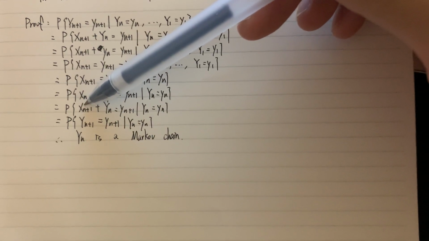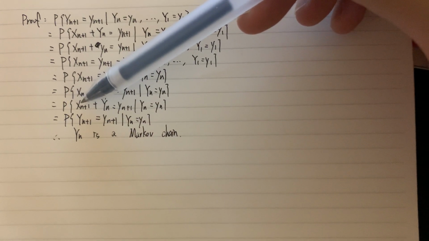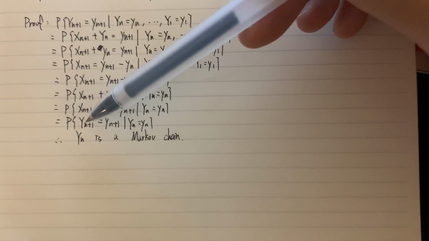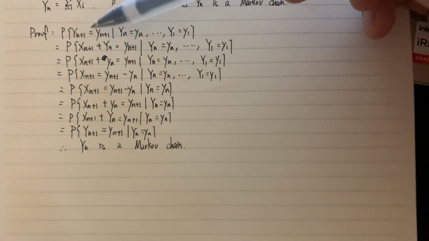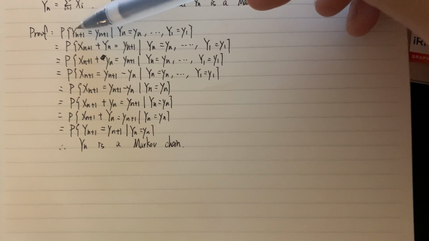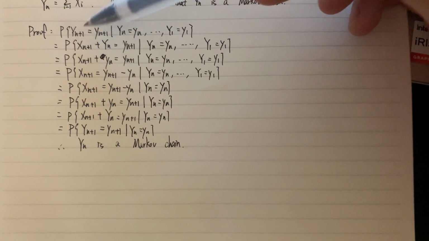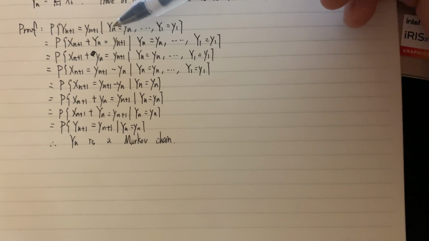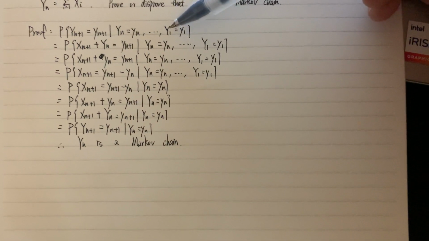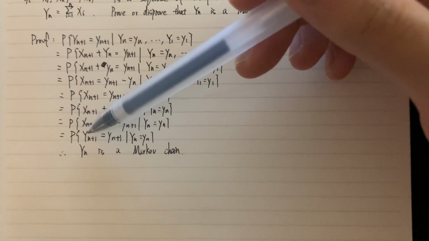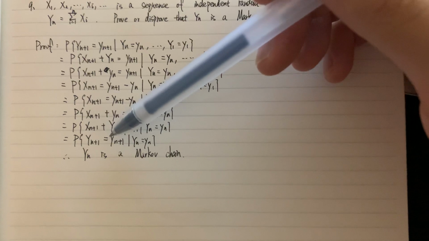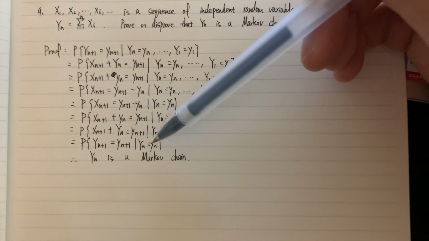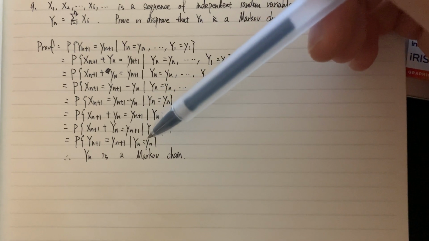Since we know that capital X of n plus 1 plus capital Yn is equal to capital Y of n plus 1, we know that the probability of capital Y of n plus 1 equals y of n plus 1, given capital Yn equals yn to capital Y1 equals y1, is equal to the probability of capital Y of n plus 1 equals y of n plus 1, given capital Yn equals yn. So Yn is a Markov chain, and we've done the proof.